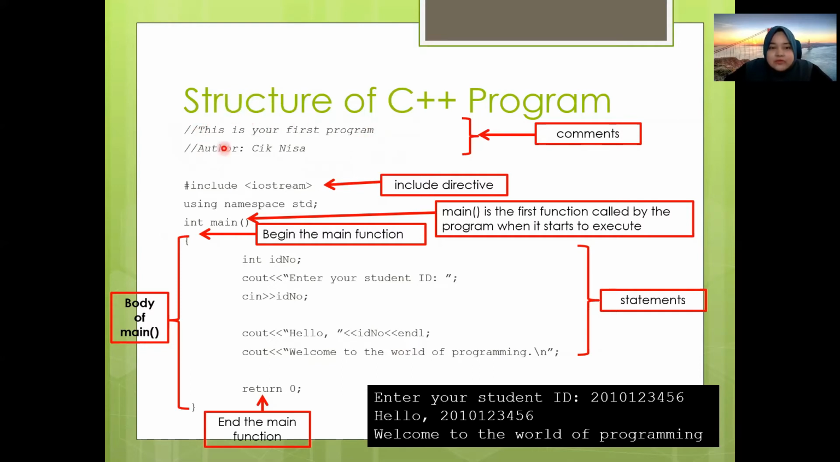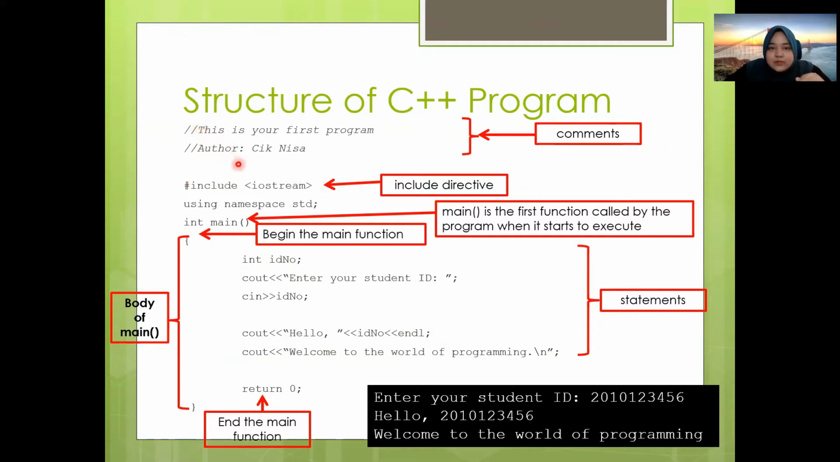Why do we need a comment? First, we need the title, or we need to know who the author of the C++ program is. This is your first program, author is Nisa. And also you can put the problem, what kind of problem this coding wants to solve, you can put it here. Who the programmer is, the time and everything. This we call a comment.